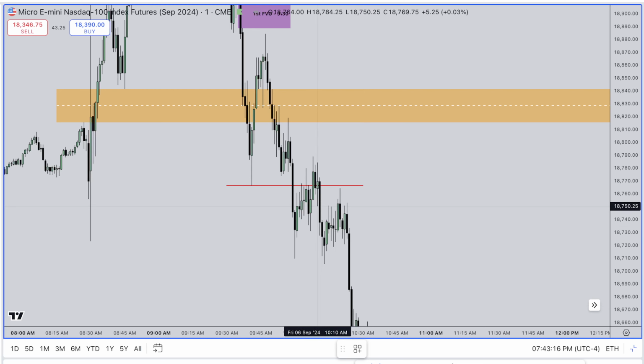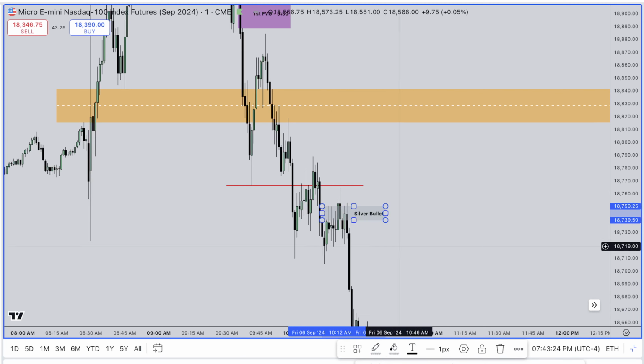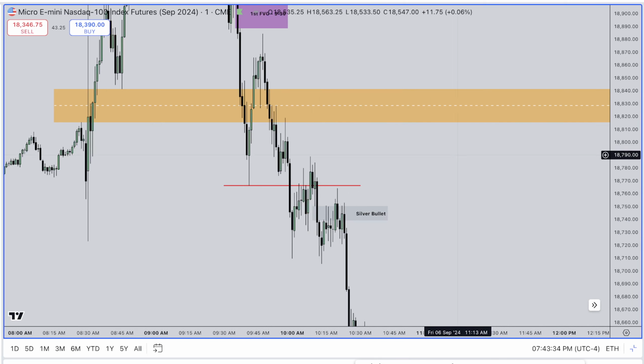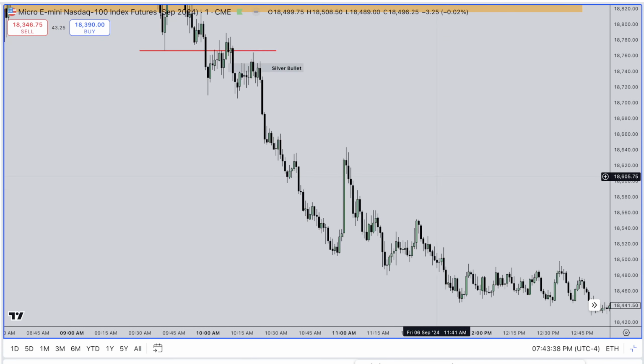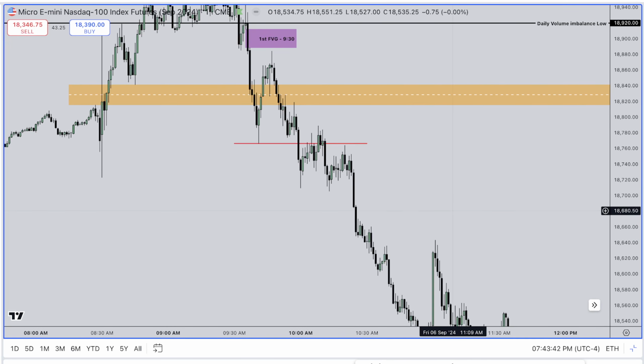But what is more something that we are all familiar with is this inefficiency, which is called the silver bullet, right? Just watch ICT's video on the silver bullet, this is how you treat that. 10 to 11, price pulls down, and this is the last entry you should have. After that, price pulls, and you measure the gaps of how well or not well price is respecting you in going lower.